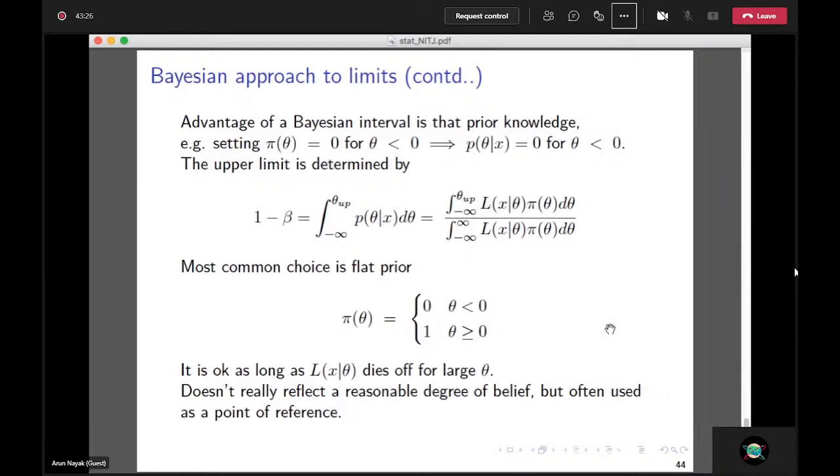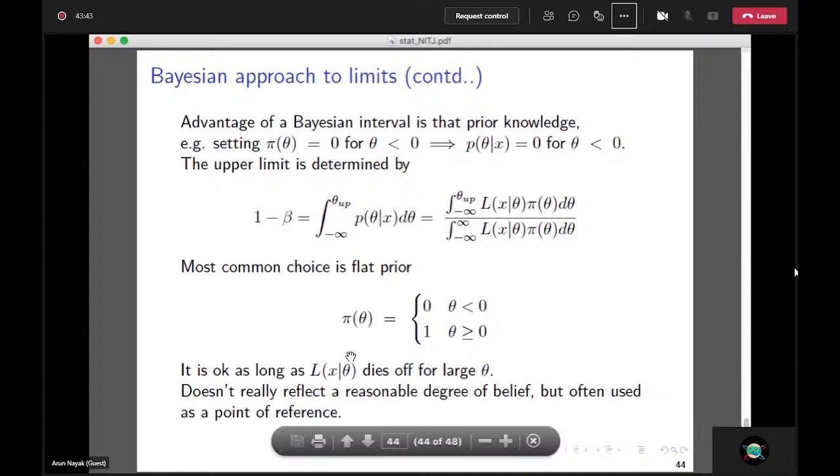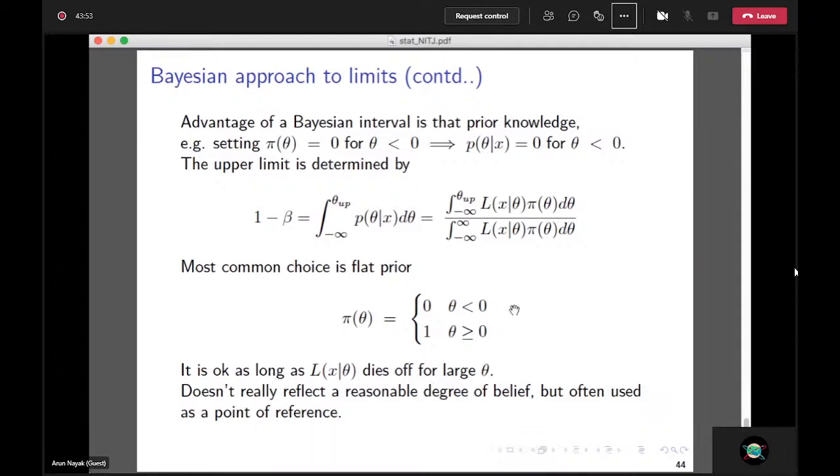Okay. There are many choices for the prior, so I am not going into detail on those things. But taking a flat prior, here I am taking for example a flat prior for theta greater than 0. This is okay if the likelihood function dies off for large values of theta. Of course this doesn't really reflect your reasonable degree of belief. Suppose you are measuring the mass of the electron, the mass of the electron is positive, but it doesn't have the same probability for say 1 MeV and 1000 MeV.